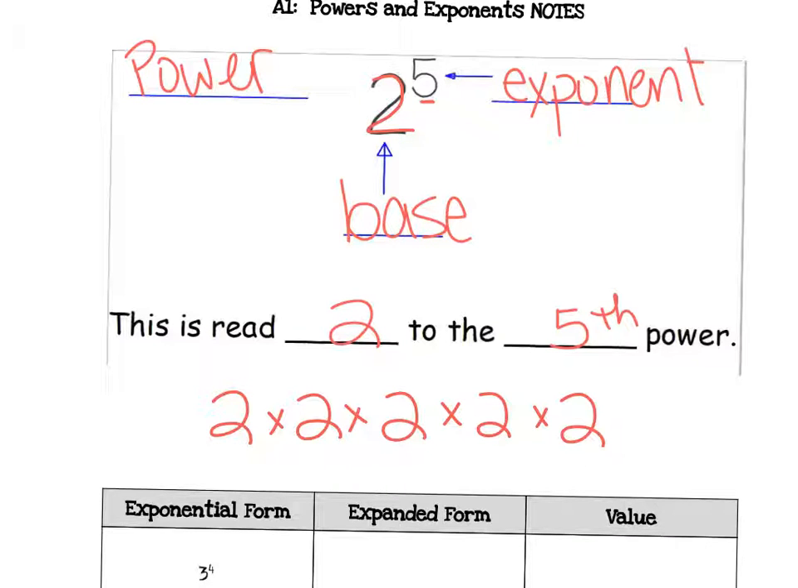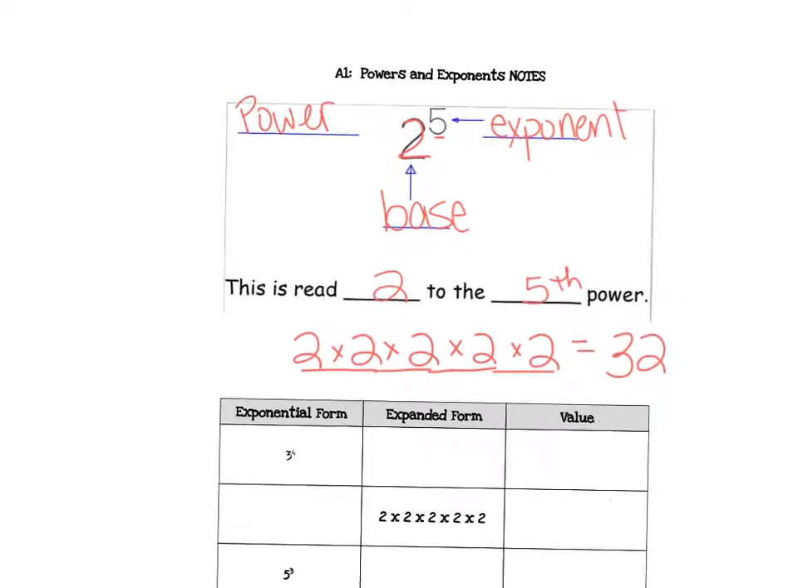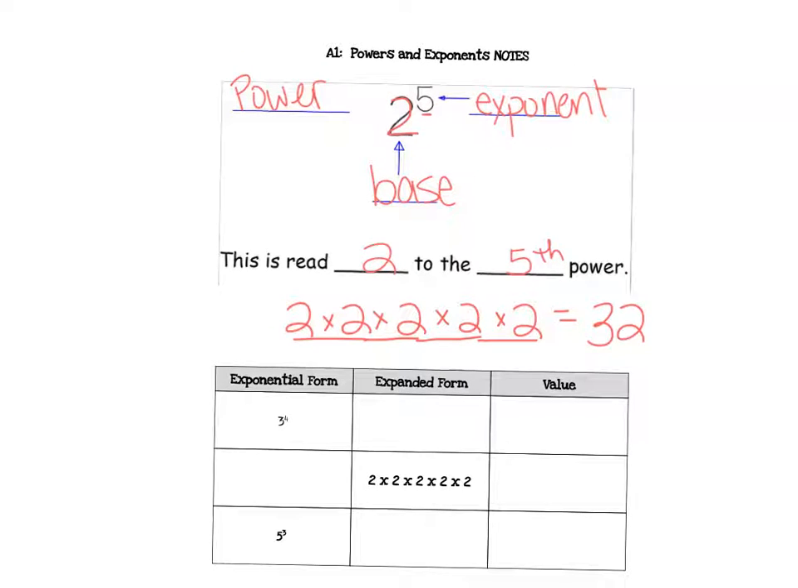Okay, so 2 to the 5th power would be equal to, 2 times 2 is 4, 4 times 2 is 8, 8 times 2 is 16, and then 16 times 2 is 32. So the value of 2 to the 5th power is 32. When we're multiplying over and over like this, the numbers are growing exponentially, we say, meaning they get big fast.